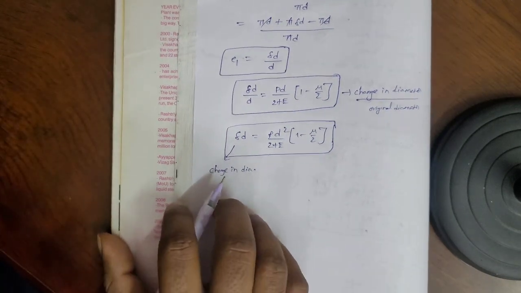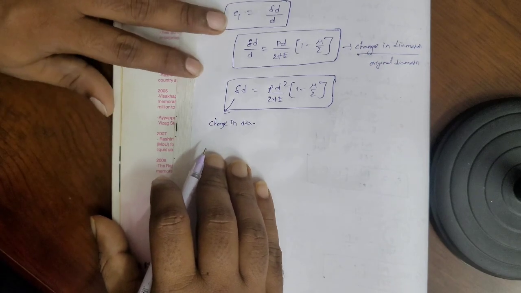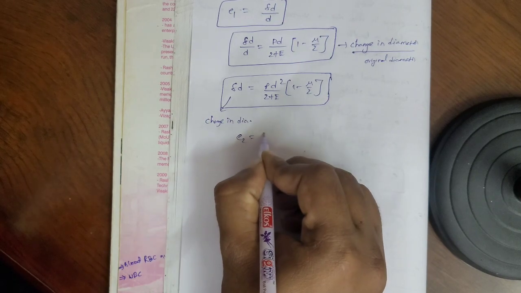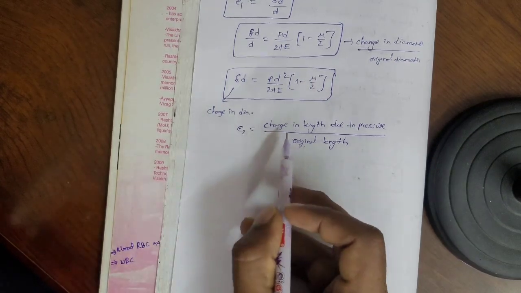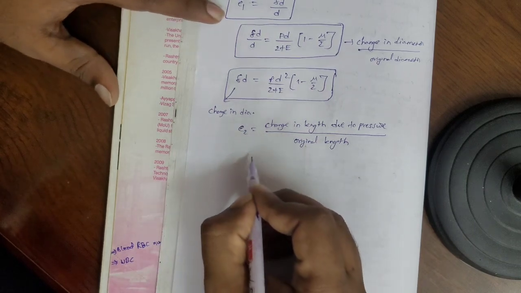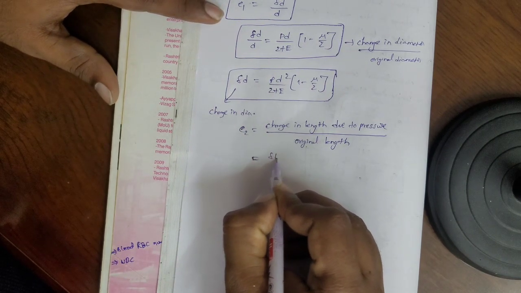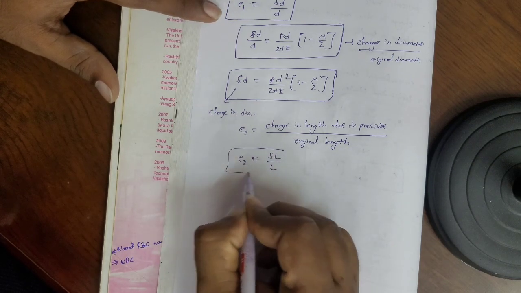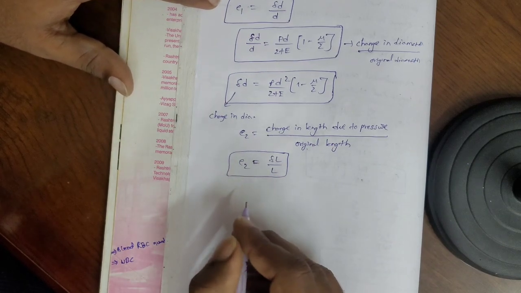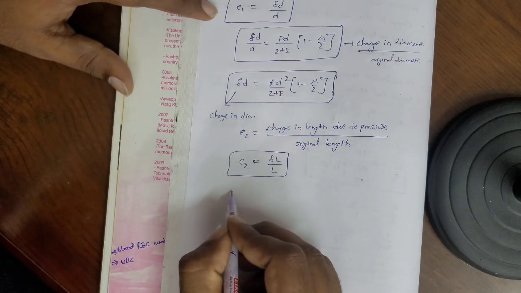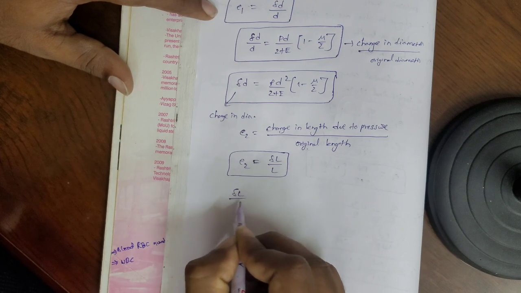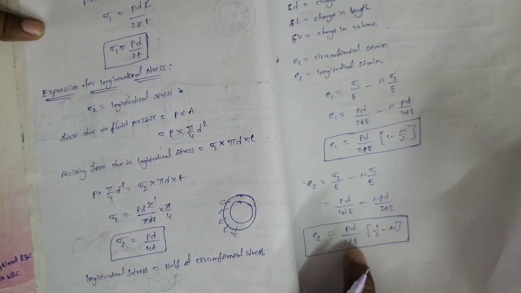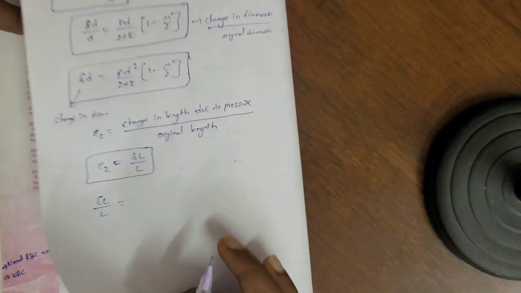So similarly, the longitudinal strain is also given as change in length due to pressure by original length. Here the change in length is indicated as delta L and original length L. So here E2 is delta L by L. By equating both the equations, we get delta L by L is equal to E2, PD by 2T into 1 by 2 minus mu.